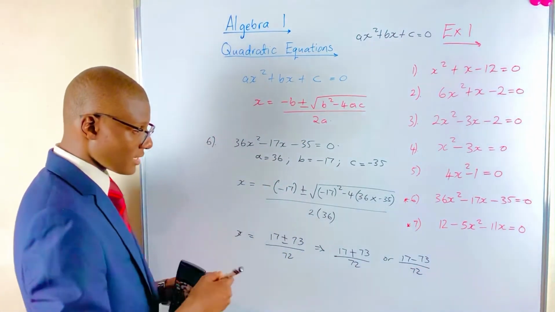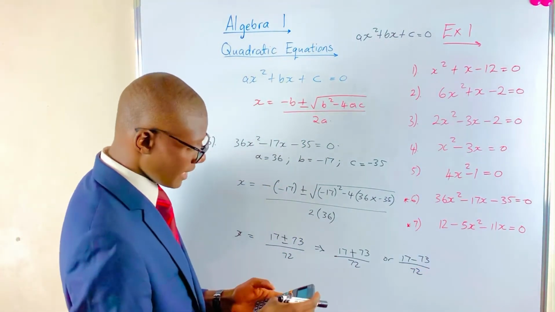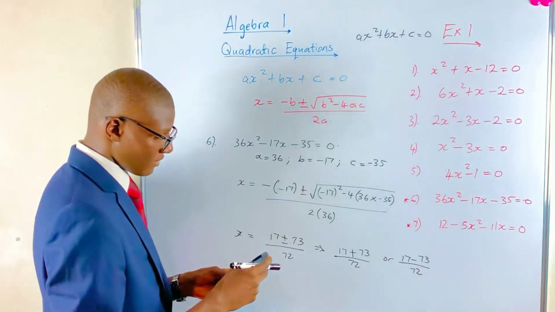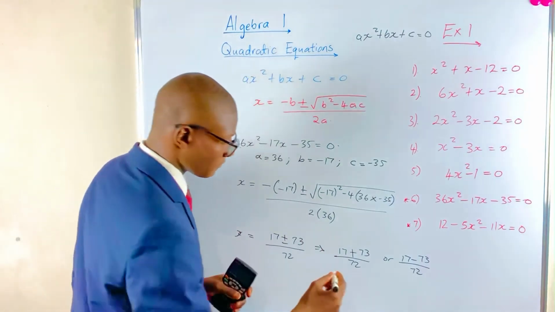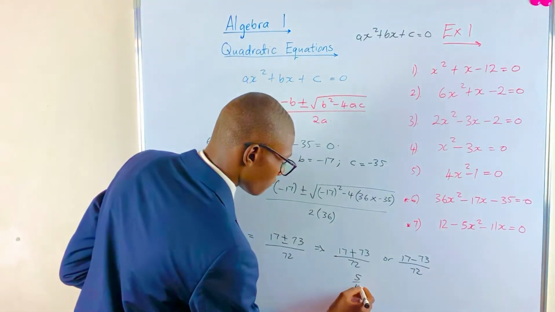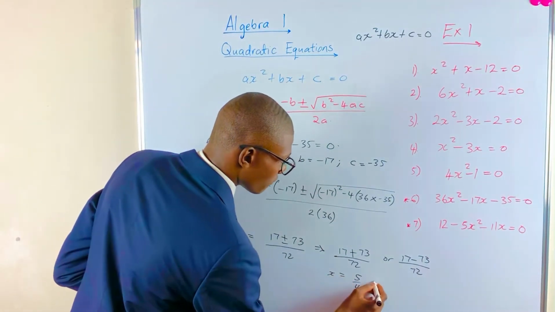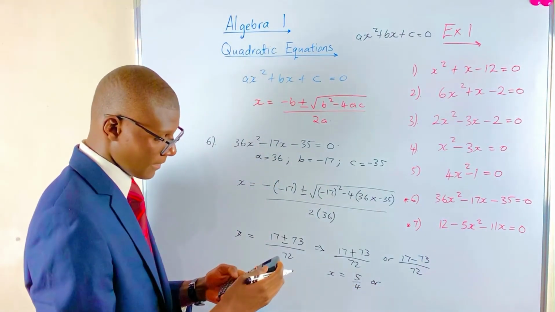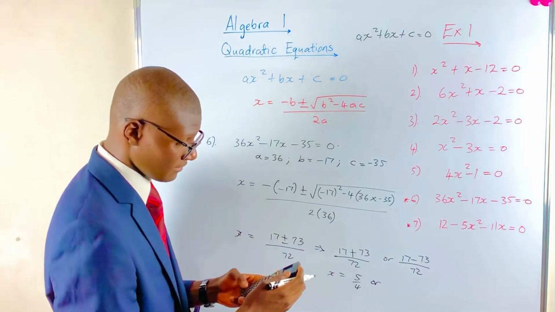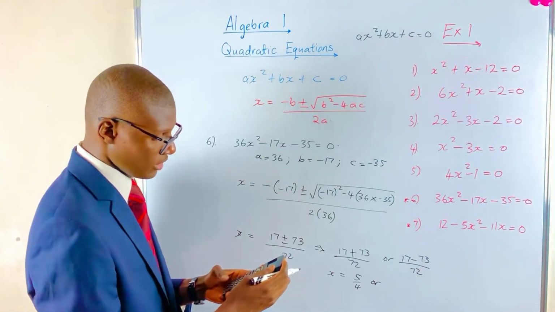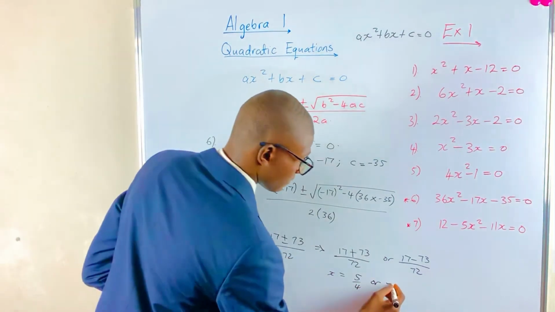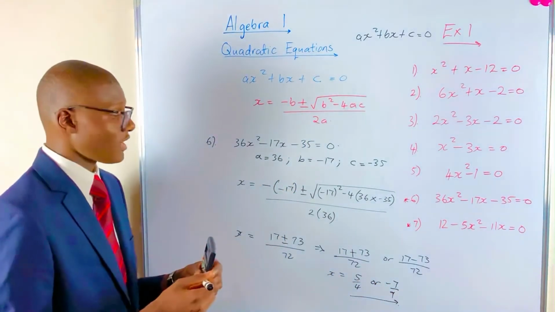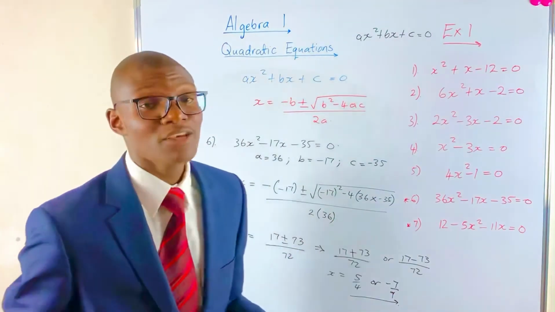Punching that in, 90 divided by 72 gives us 5 over 4. So x is equal to 5 over 4, or 17 minus 73 divided by 72, we get minus 7 over 9. These are the solutions of x that we get for number 6 if we use the quadratic formula.